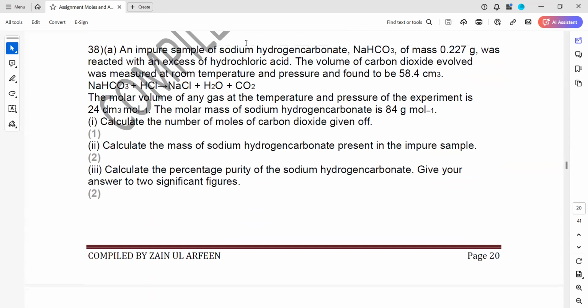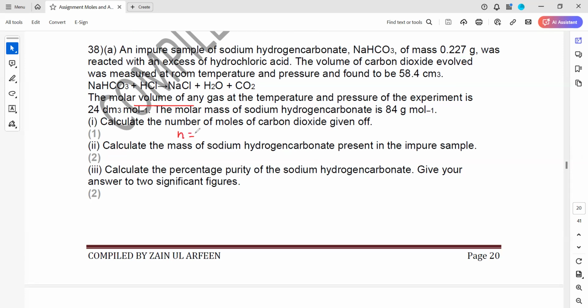In question 38, an impure sample of sodium hydrogen carbonate, which has a mass of 0.227, was reacted with excess hydrochloric acid. The volume of carbon dioxide evolved was measured, found to be 58.4. The molar volume, meaning the volume of 1 mole, is 24. The molar mass of sodium hydrogen carbonate is 84 grams. Calculate the number of moles of carbon dioxide.